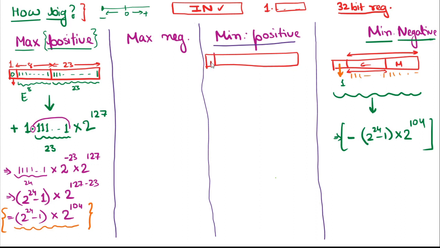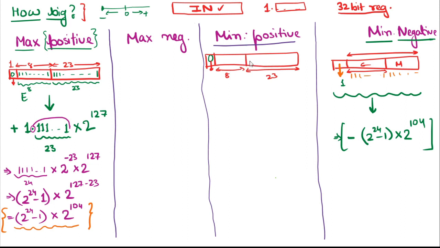This is positive, therefore the sign bit will be 0, right? It will be 0. Okay, now what is the exponent? Exponent again is 8 bits, and the mantissa part is 23 bits, right? So what will be the mantissa and what will be the exponent?